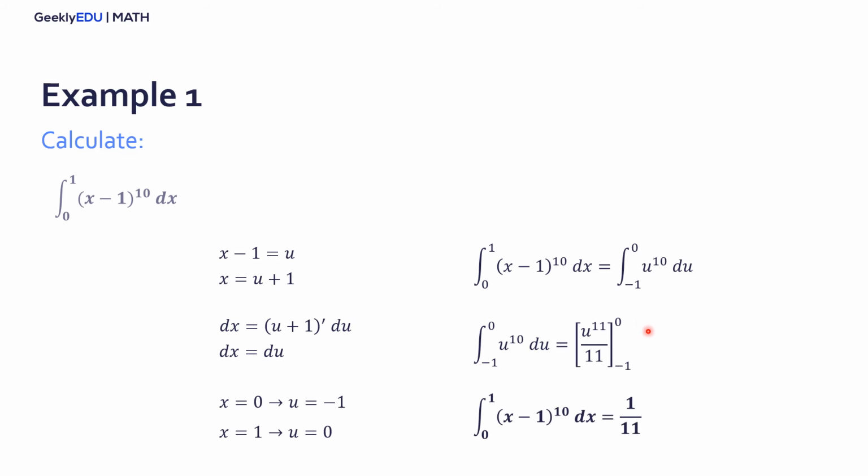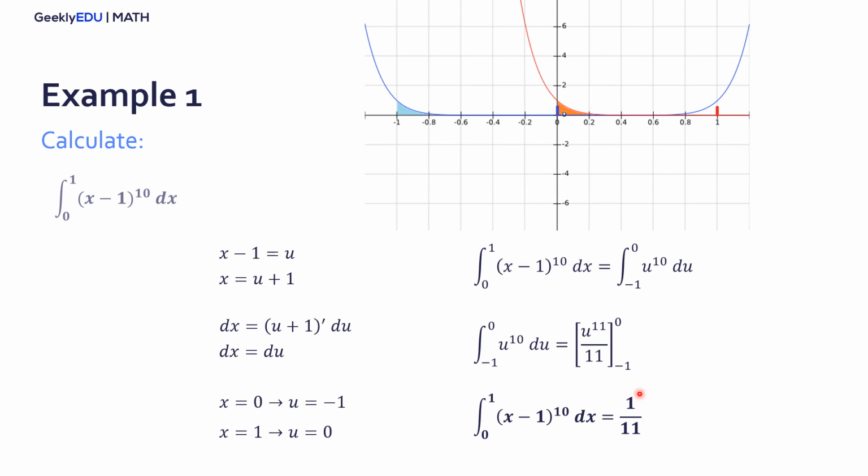And this is 1 over 11. Okay, now we go back to our first integral, and this integral is the same as this other one, and this other one is 1 over 11. So our first integral is equal to 1 over 11. Now graphically it would look like this, okay?